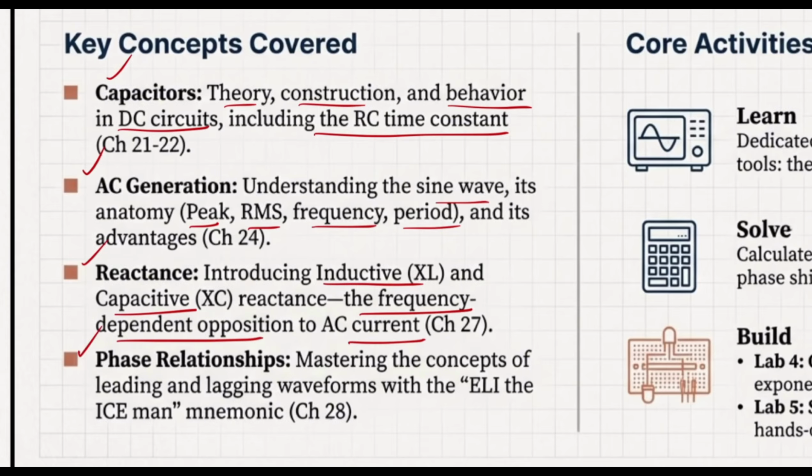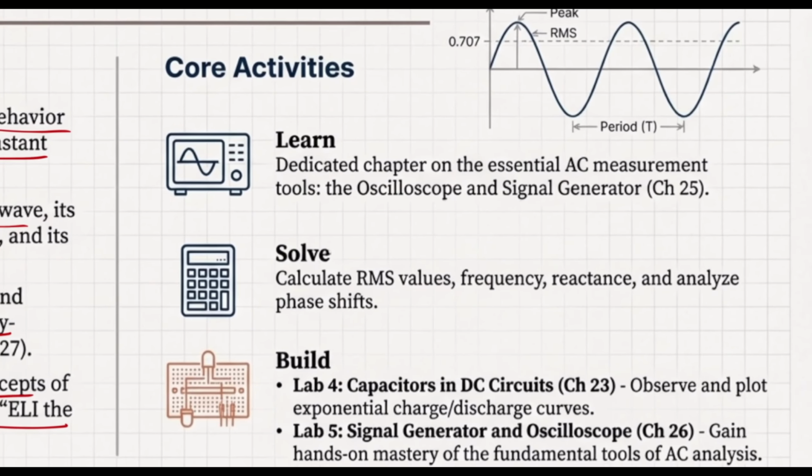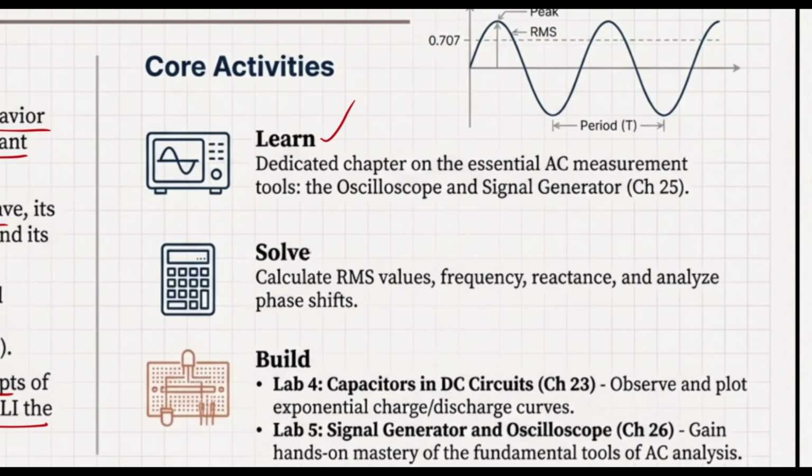And finally, we are going to talk about phase relationships. We are trying to see the concept of leading and lagging waveforms, which uses a very simple rule that we know as ELI the ICE man. So again, we are trying to learn by dedicating time to each one of those chapters, especially about the AC measurement tools, where the oscilloscope and the signal generator would be both of them.